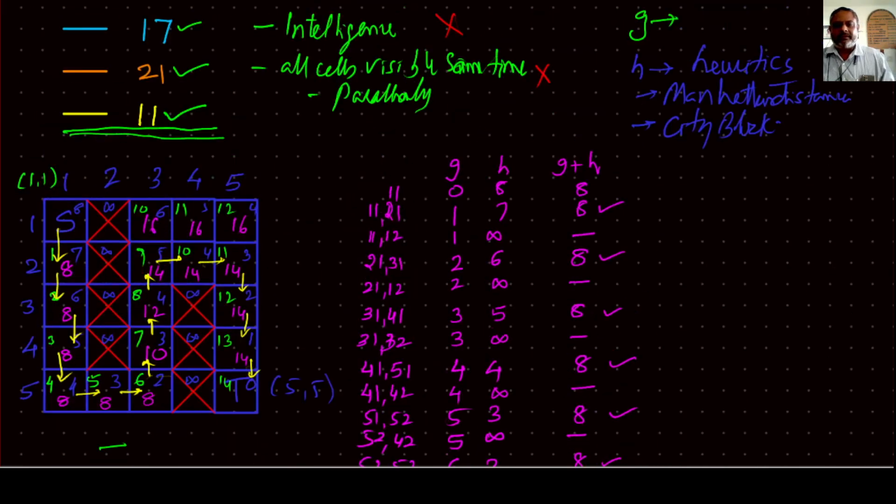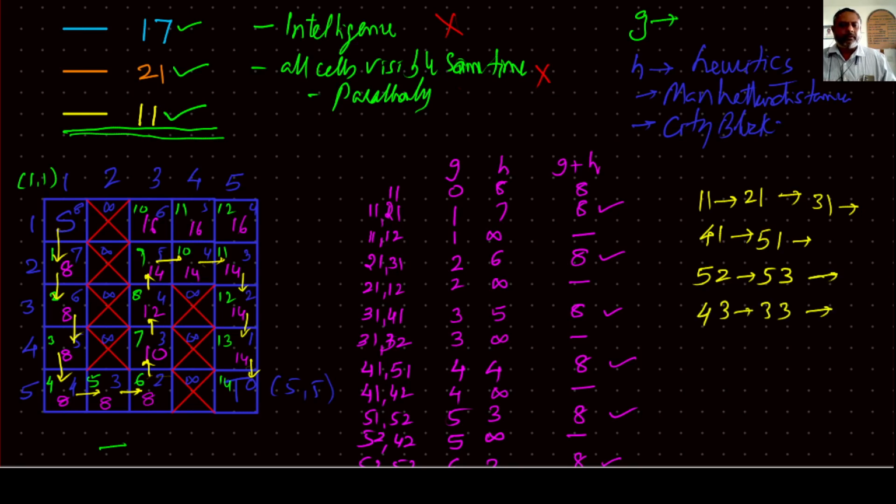So what actually it did is 1 1 2, 2 1, then 2 1 2, 3 1, then 3 1 2, 4 1, then 4 1 2, 5 1, 5 1 2, 5 2, 5 2 2, 5 3, 5 3 2, 4 3, 4 3 2, 3 3, 3 3 2, 2 3, 2 3 2, 2 4, 2 4 2, 2 5, then 2 5 2, 3 5, then 3 5 2, 4 5, and finally 5 5. This was the route taken.